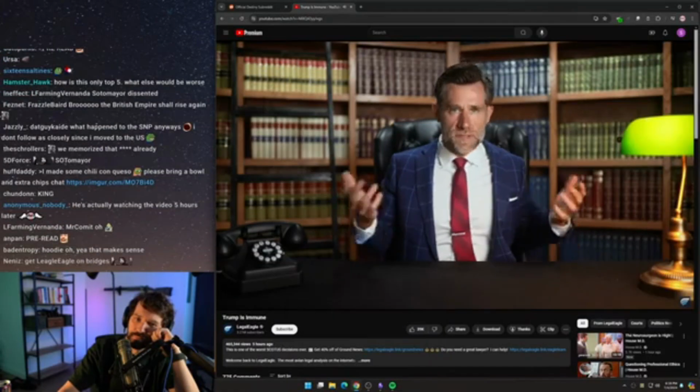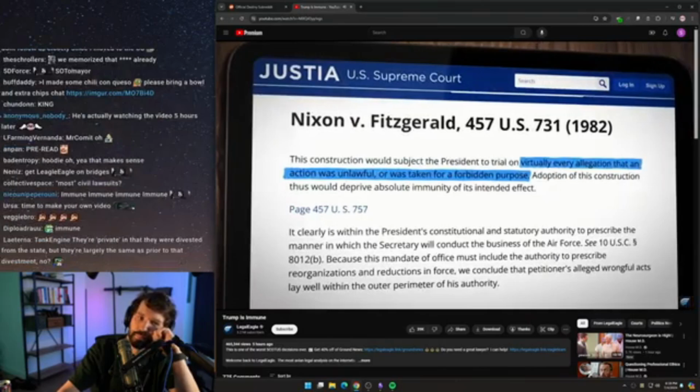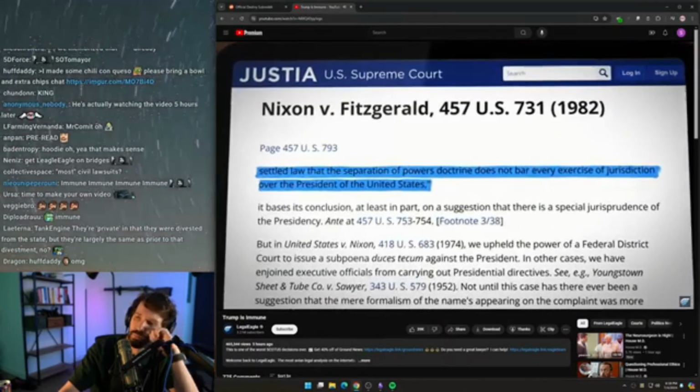The court defined the president's official duties quite broadly to prevent future presidents from being sued for, quote, "virtually every allegation that an action was unlawful or was taken for a forbidden purpose." The court explained that it was, quote, "settled law that the separation of powers doctrine does not bar every exercise of jurisdiction over the president of the United States.